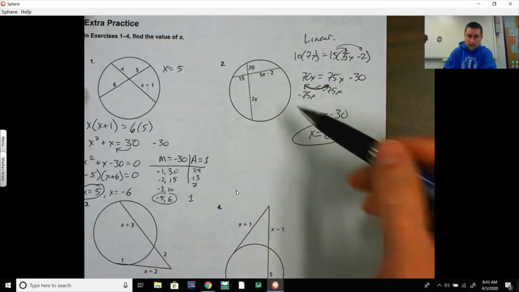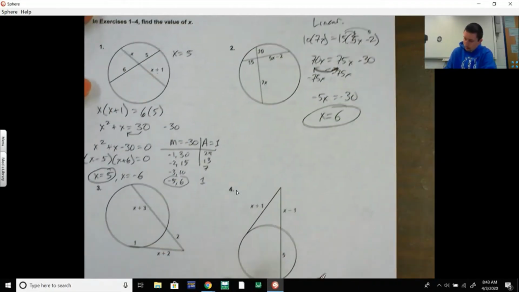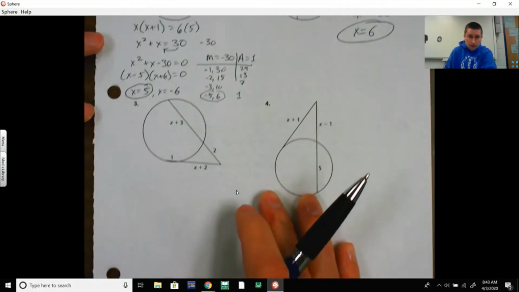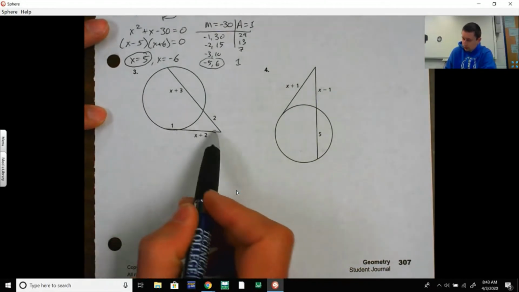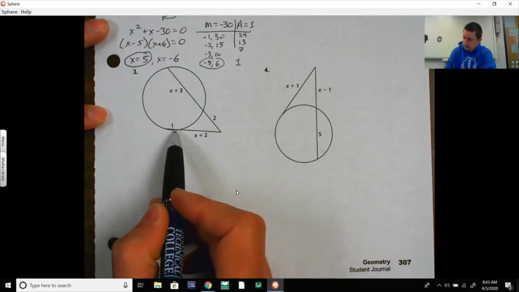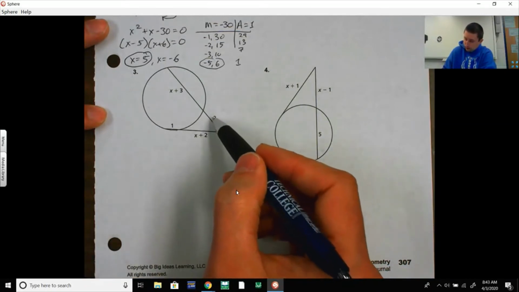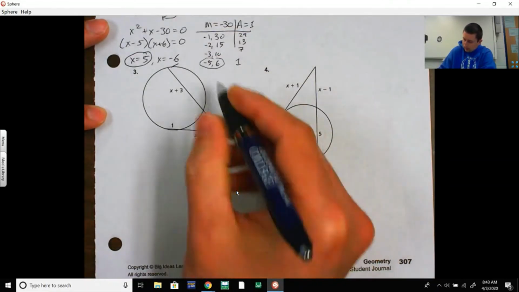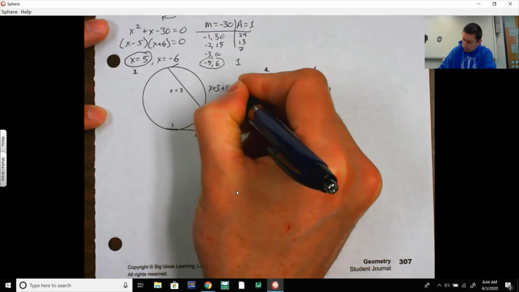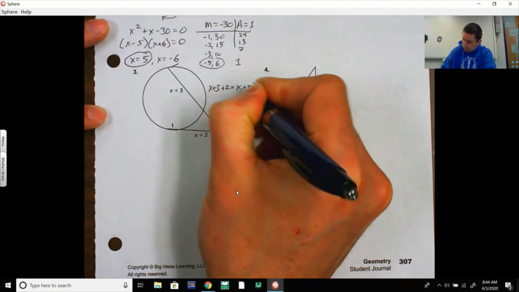Okay, you can plug it in and check it. Number 3, this bottom one is a secant line because you have two parts. It looks like it might be a tangent, but there is a secant line here. So remember, you have to take the external times the entire length. So this entire length is x plus 3 plus 2, so this entire length is x plus 5.